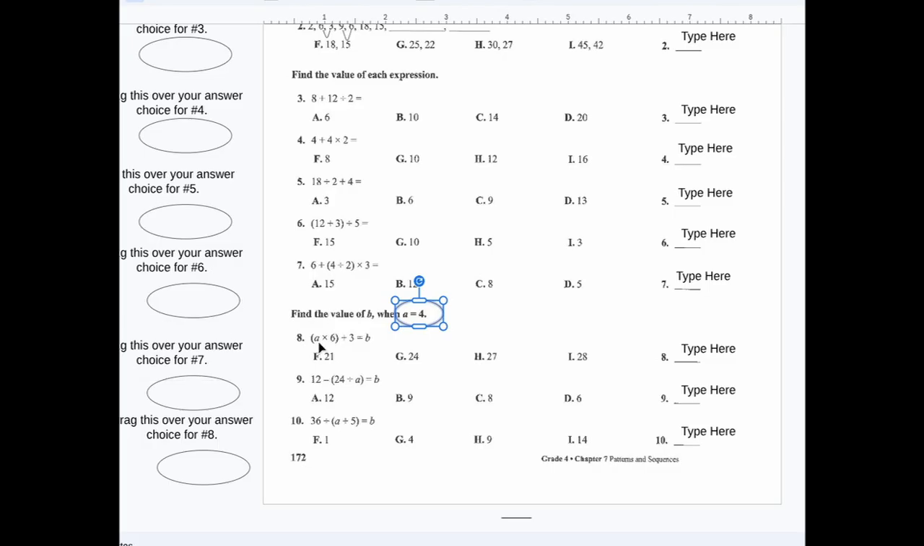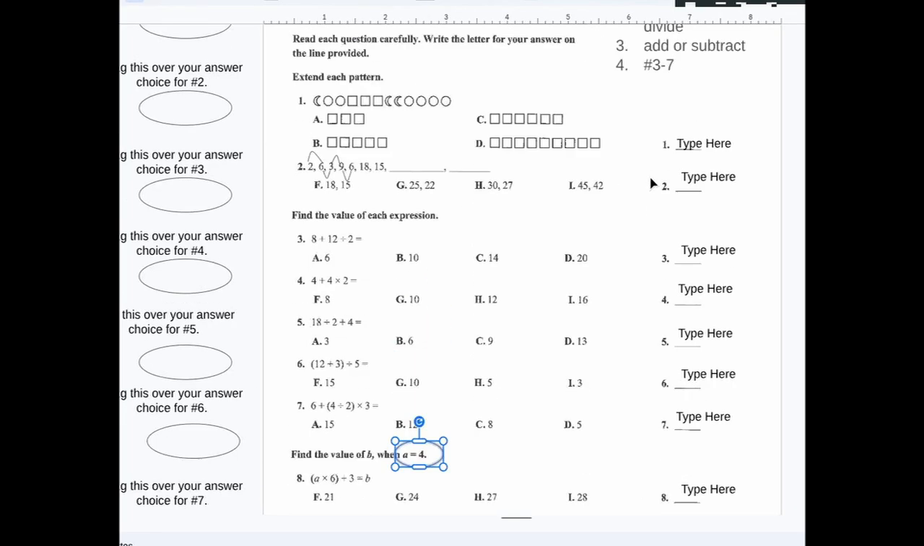Okay. So like 4 times 6 plus 3. 12 minus parentheses 24 divided by 4. Follow the order of operations too.